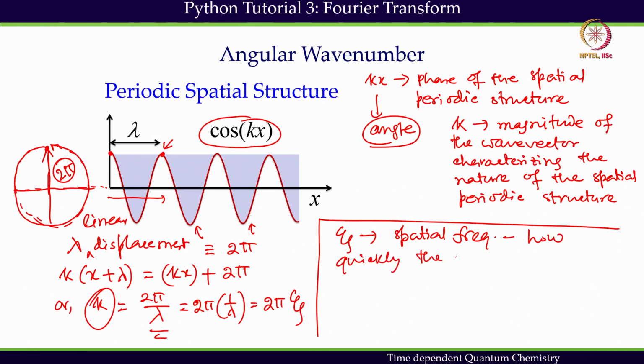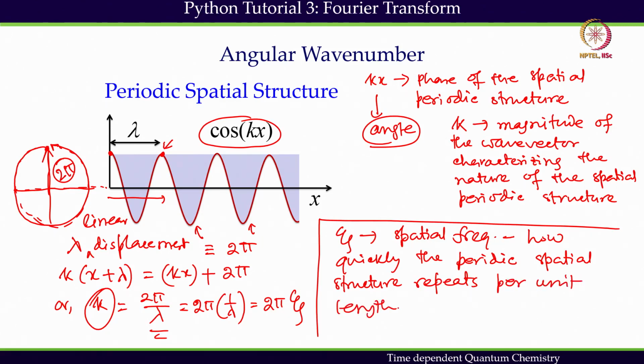the periodic spatial structure repeats per unit length. We remember that in the time domain we have used nu as the frequency, but here in the spatial domain we are using this xi as the spatial frequency.